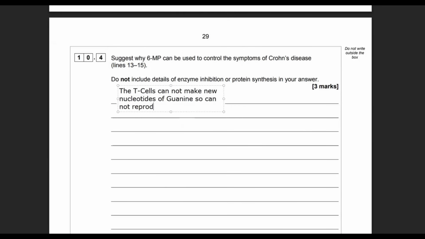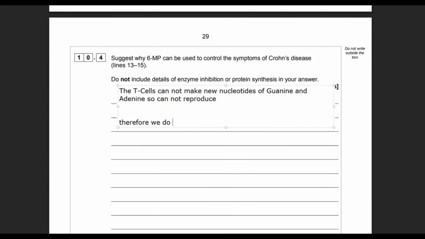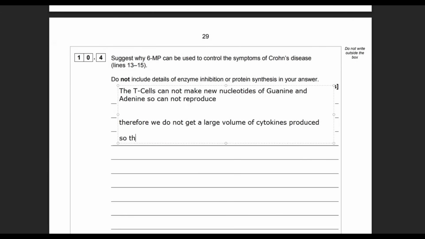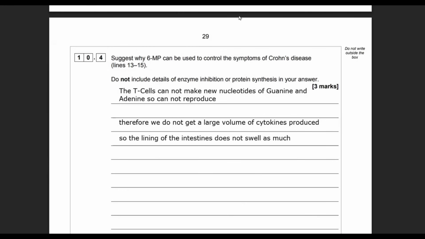So cannot reproduce. So they can't make new nucleotides of guanine. And what was it? Adenine. I think it was guanine and adenine. So cannot reproduce. Therefore, we do not get a large volume of cytokines produced. So the lining of the intestines does not swell as much. Surely that's got to be 3 marks. What else do I need to add?